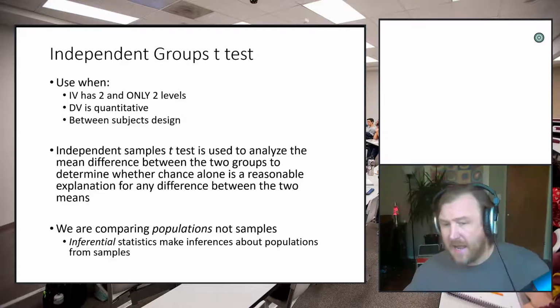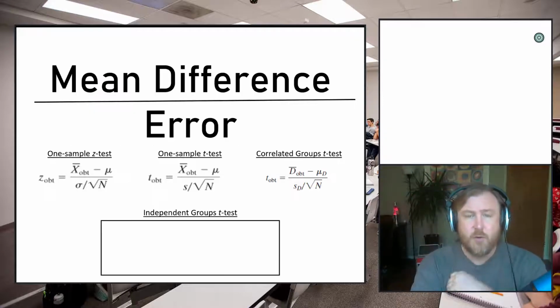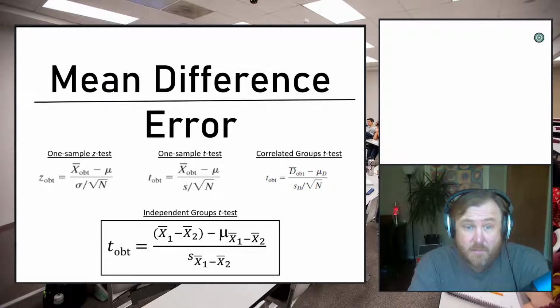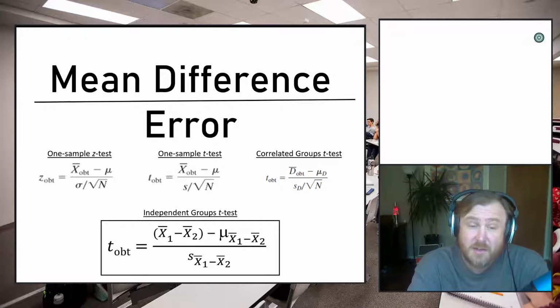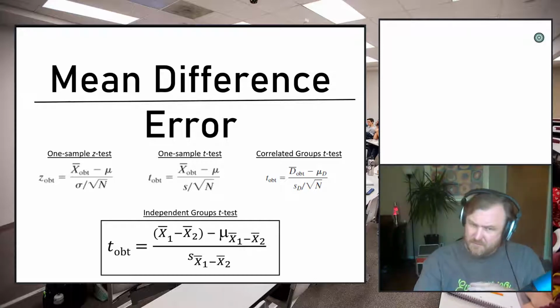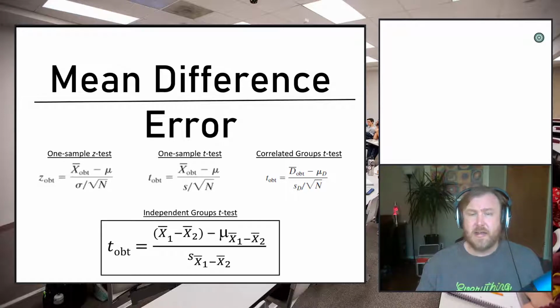So let's look at the formulas that we've had thus far for the various types of mean comparison tests. So we have a one sample z-test where we had a mean difference, the difference between a sample and a population mean, over the population standard deviation divided by the square root of n. And that was great. That's where we kind of started this mean comparison game from the get-go.